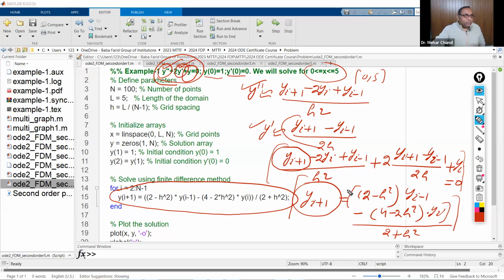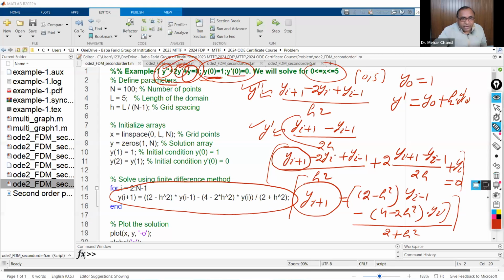Along with this, as you know, we are given these two values. Here is how you will use y0 equal to 1. So this will be y0 is equal to 1. And what about y'? This will be equal to y0 plus h y'0.